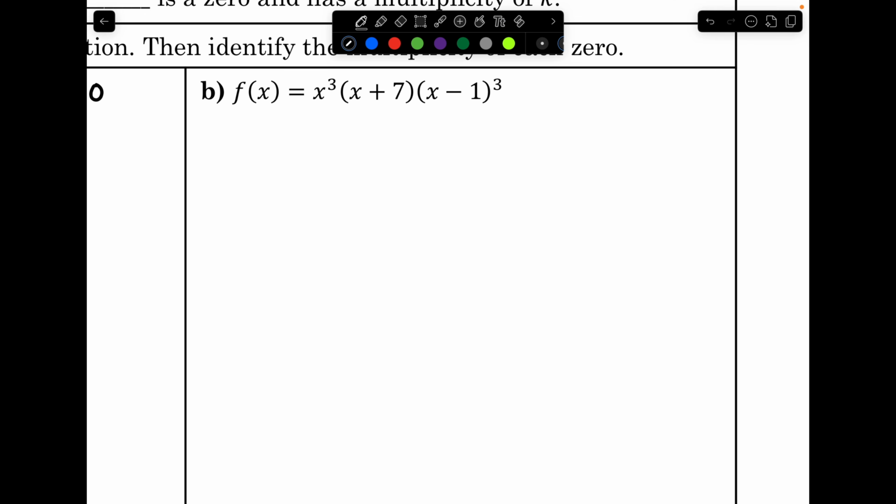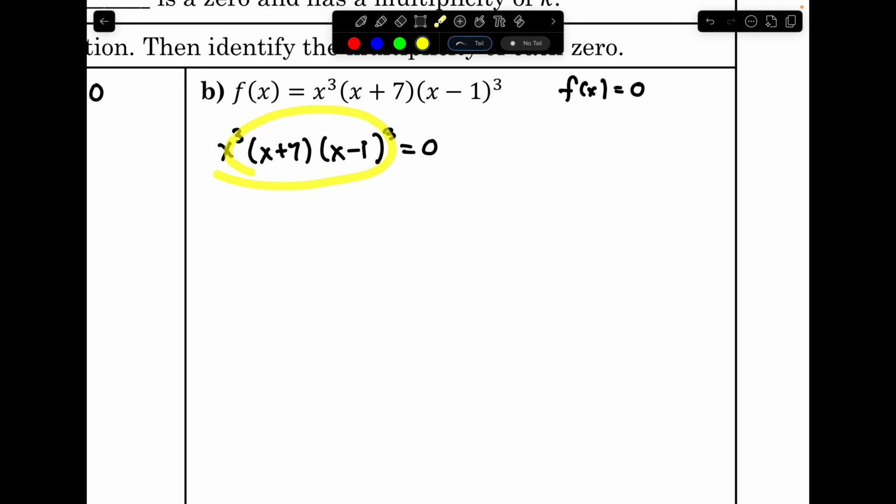All right, so if you look at the second example, same situation. We want to figure out what the zeros are and the respective multiplicity. So again, the key idea is understanding this: when is this thing going to be 0? Since it's already in factored form, finding what makes the polynomial equal to 0 is equivalent to identifying what makes each individual factor equal to 0.